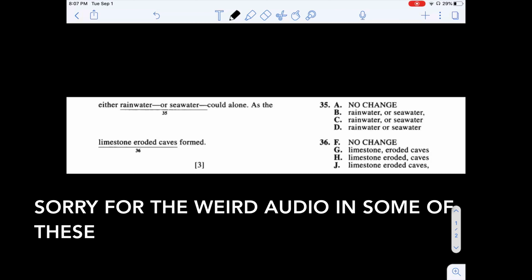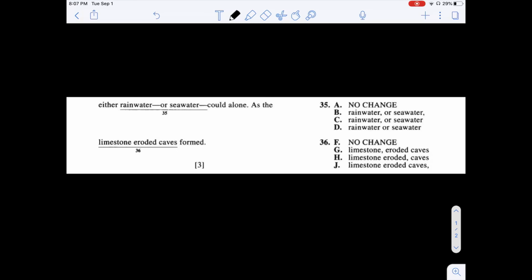All right, looking at 36. Remember that we said if you have anything in the beginning of a sentence that couldn't stand on its own, it should be set off with a comma. So if we look at 36, we read it as is, it would say, "As the limestone eroded, caves formed." Now already that kind of sounds awkward in my own internal monologue, but it's also grammatically incorrect because this introductory thing, "as the limestone eroded," isn't set off from the actual sentence.